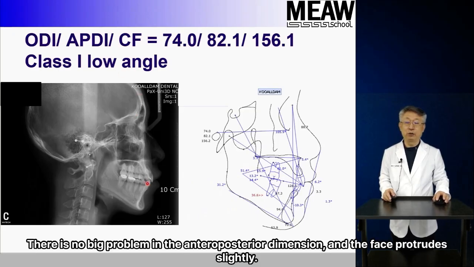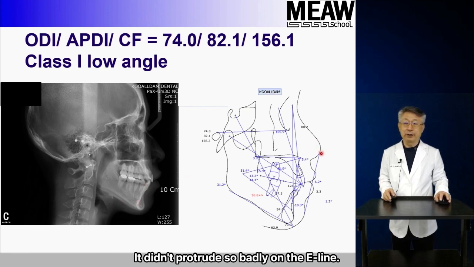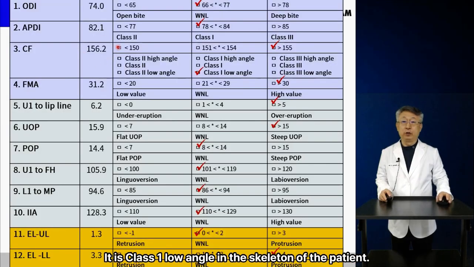There is no big problem in the anteroposterior dimension, and the face protrudes slightly. It didn't protrude so badly on the E-line. It is class 1 low angle in the skeleton of the patient.